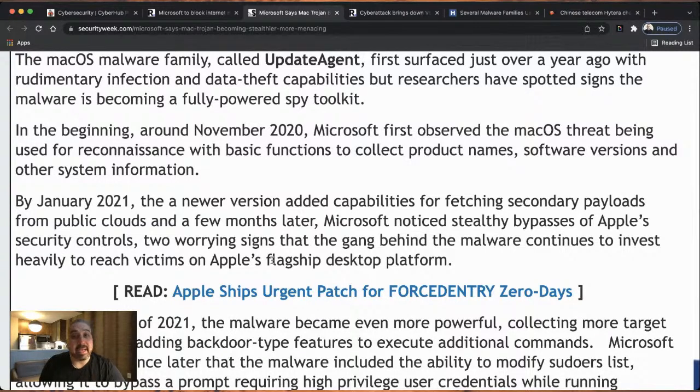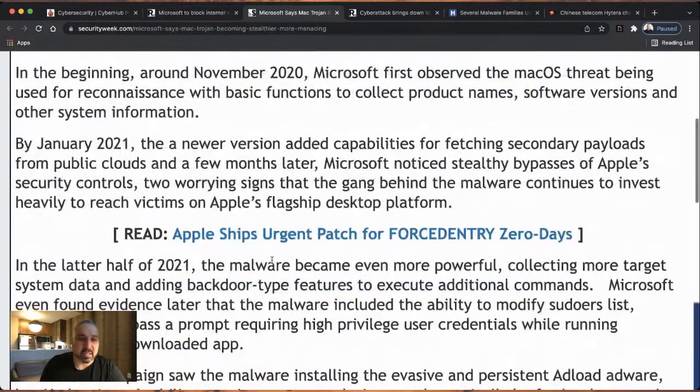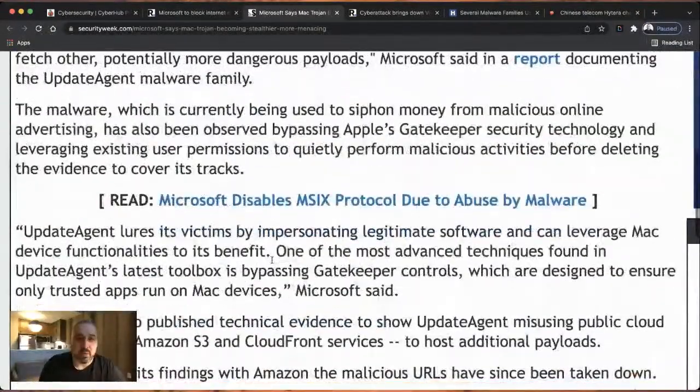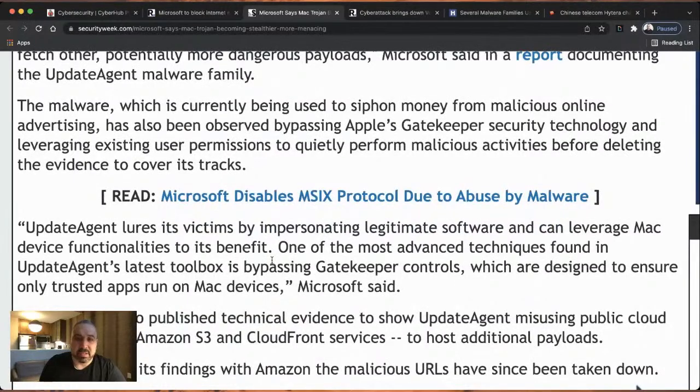In fact, we went back this morning as we were picking the story and saw that we actually reported this back then when it was released. In January 2021, the newer version added capabilities for fetching secondary payloads from public clouds, and a few months later, Microsoft noticed a stealthy bypass of Apple's security controls, which are worrying signs that the gang behind the malware continues to invest heavily to reach victims on Apple's flagship platform. We know that Apple continues to be a main target for many threat actors.